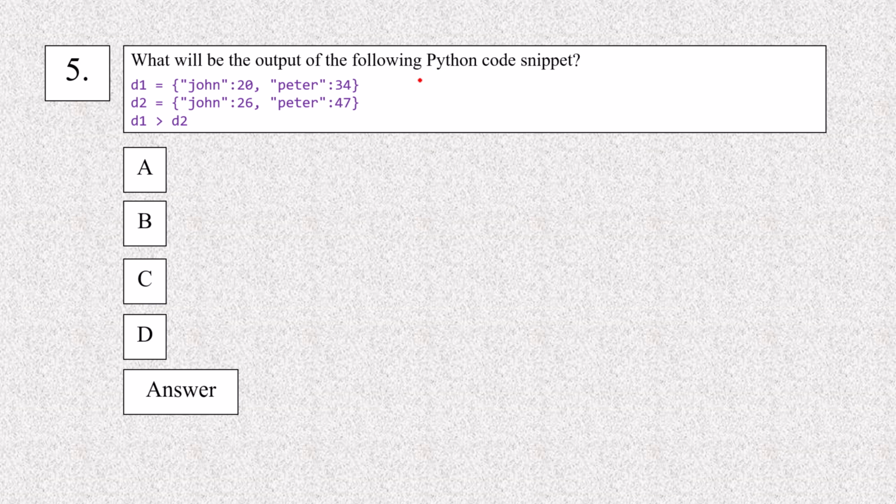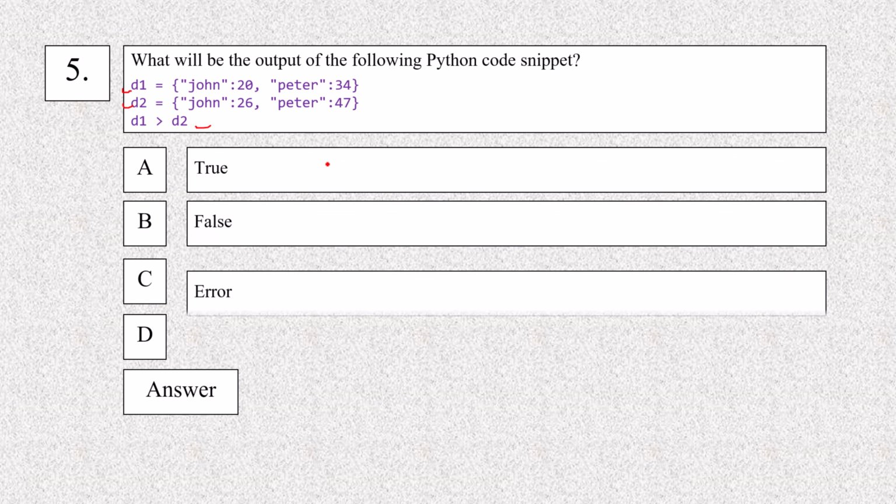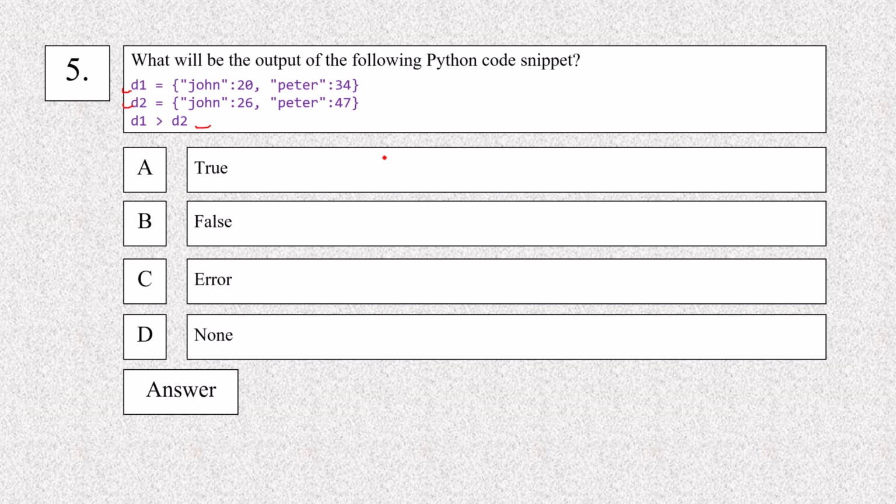What will be the output of the following Python code snippet? Here you can see that we have D1 and D2, and we are checking whether D1 is greater than D2 or not. In this case, I'll show you the options and you have to tell the correct answer. Option A, true, B, false, C, error, and D is none. The correct answer will be C, that is error. It will throw an error.